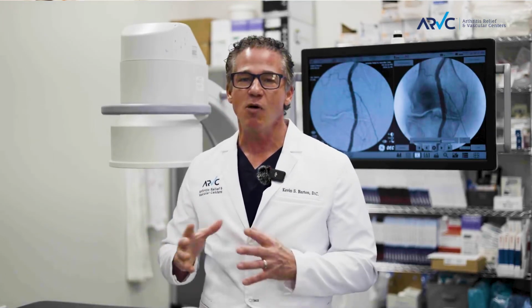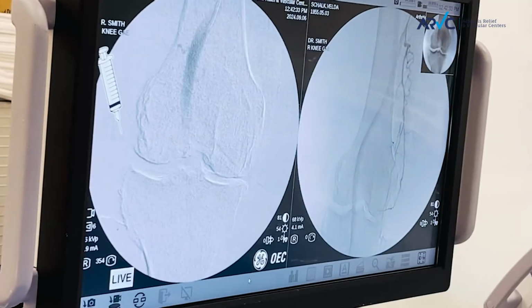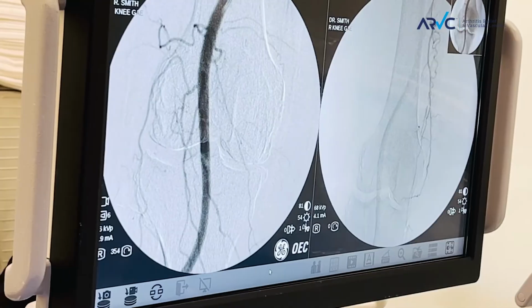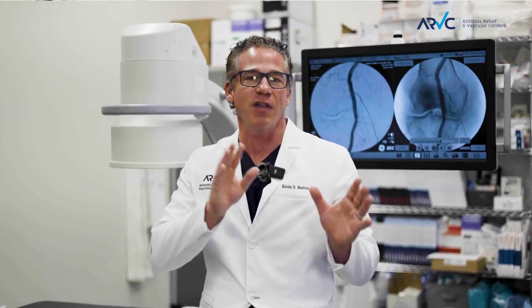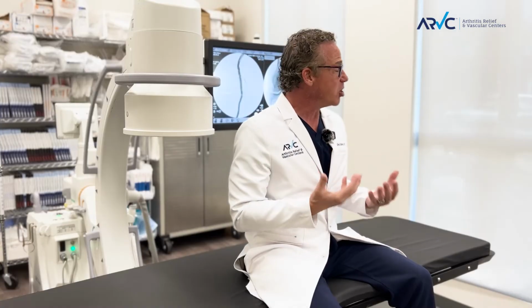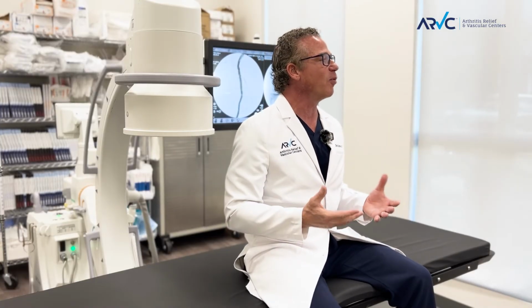After that, you will feel some sensations of warmth. This is the contrast being injected through the catheter. So when we're looking for all these vessels, we're looking for the angiogenesis, we're looking for the hyperemia, we inject contrast to be able to see this on the x-ray. You're gonna feel a little bit of warmth when that dye is injected. This is normal and nothing to be concerned about. It's not painful at all.